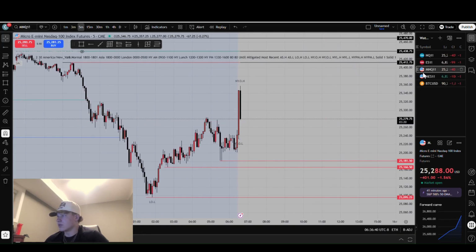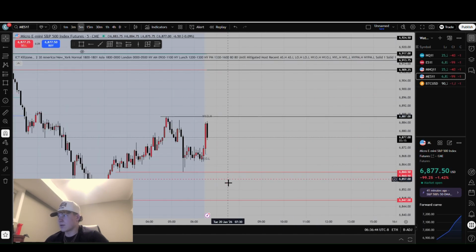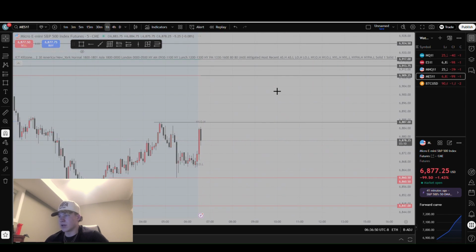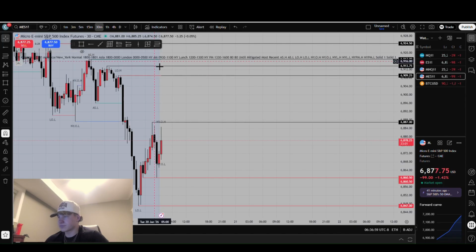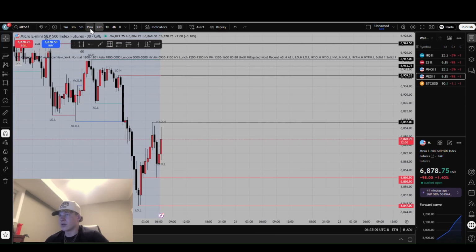Okay, we have these equal lows down here. I think yes, we're gonna get an S&T, sweep these equal lows, then rip up. That's kind of what I want to see right now.